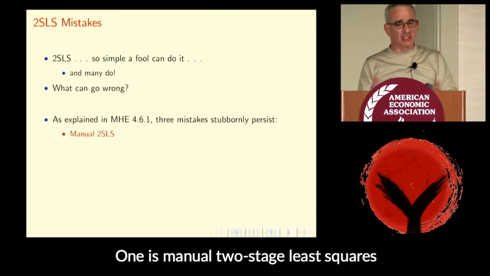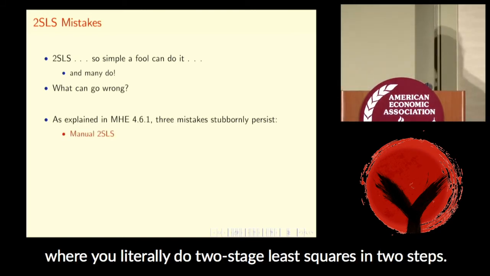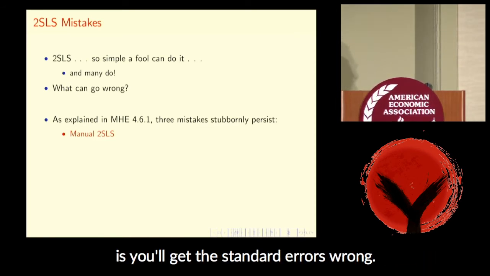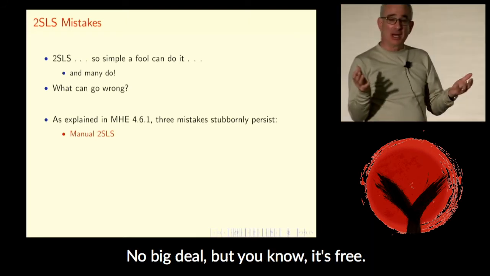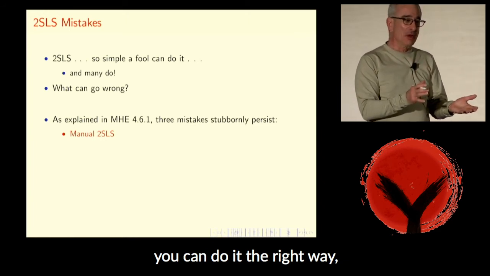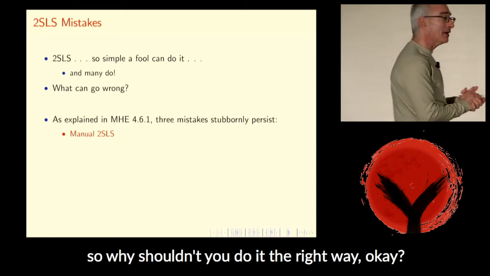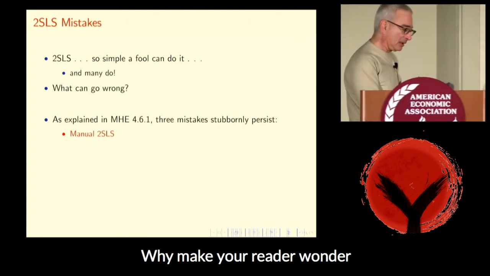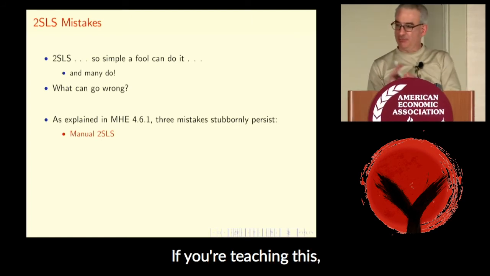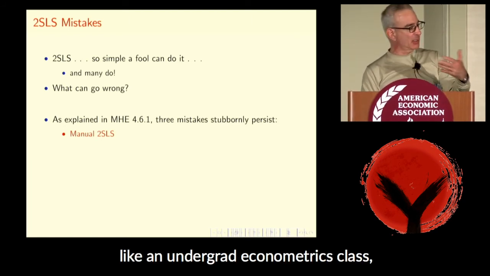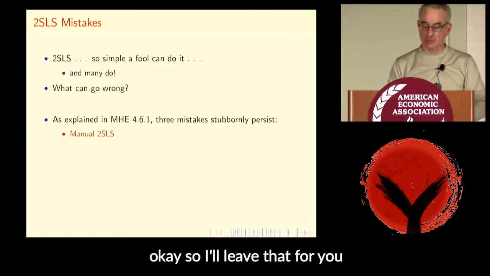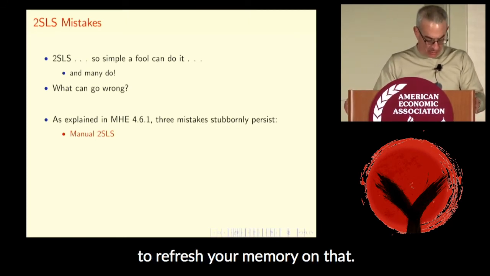One is manual two-stage least squares, where you literally do two-stage least squares in 2 steps. And the reason that's a mistake, as we said, is you'll get the standard errors wrong. No big deal, but you know, it's free. I mean, if you already have a Stata license, you can do it the right way. So why shouldn't you do it the right way? Okay. Why make your reader wonder whether you understand the procedure? Okay. If you're teaching an undergrad econometrics class, you'll usually go and explain why the standard errors are wrong. Okay, so I'll leave that for you to refresh your memory on that.